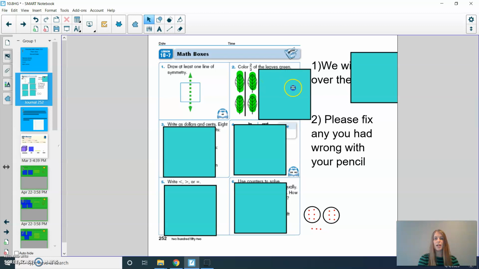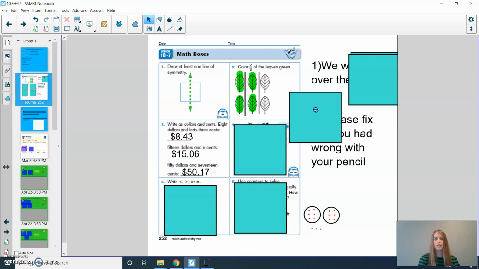Question number 2, color 2/3 of the leaves green. Notice how we had 6 total leaves. I divided those into 3 equal groups, and I needed to shade in 2 out of the 3 groups. So that would have been a total of 4 leaves.